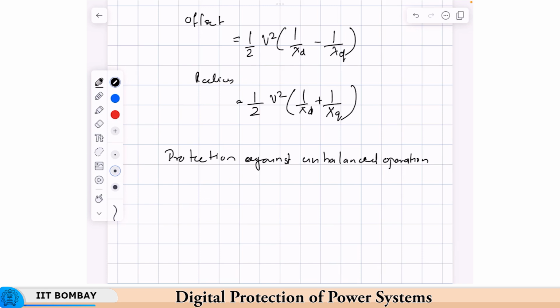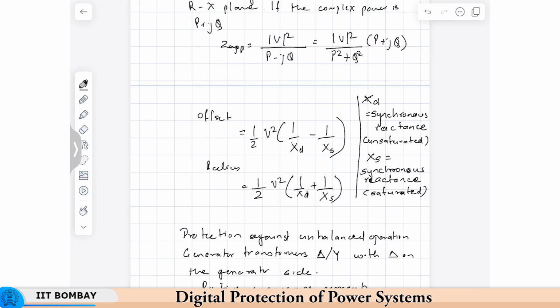Okay. So, if you see, most generator transformers will have the vector group delta star, with delta on the generator side. So, now what is the consequence of this connection?